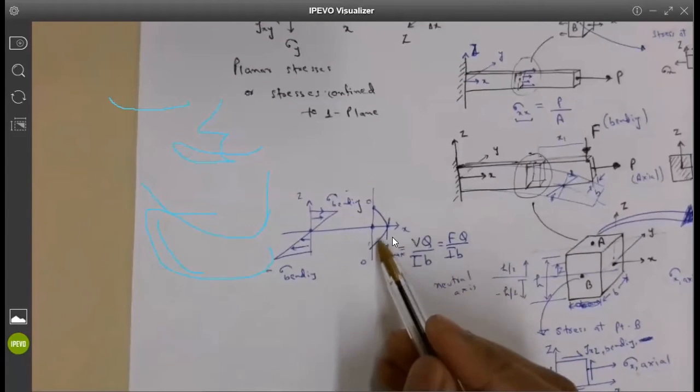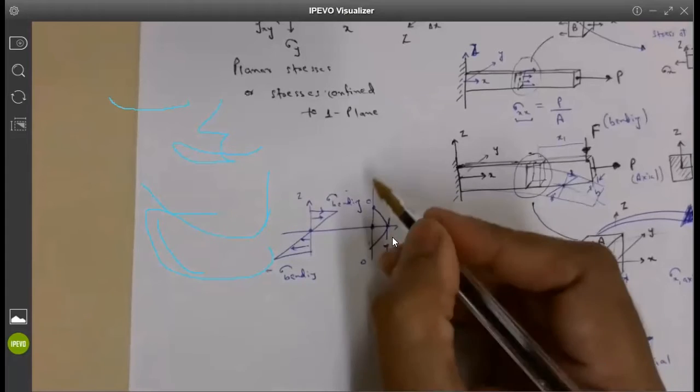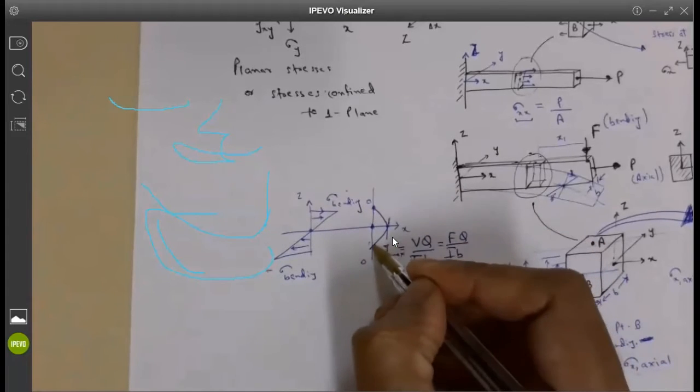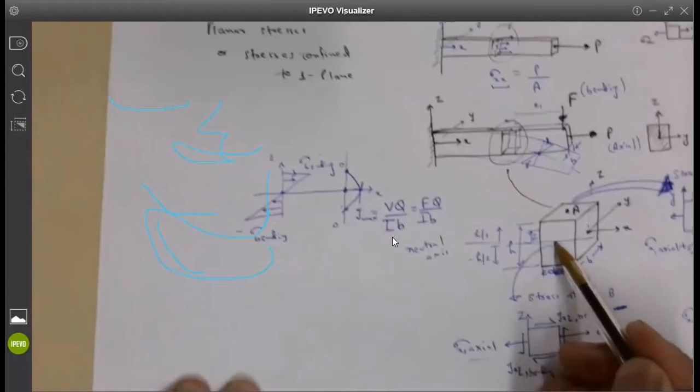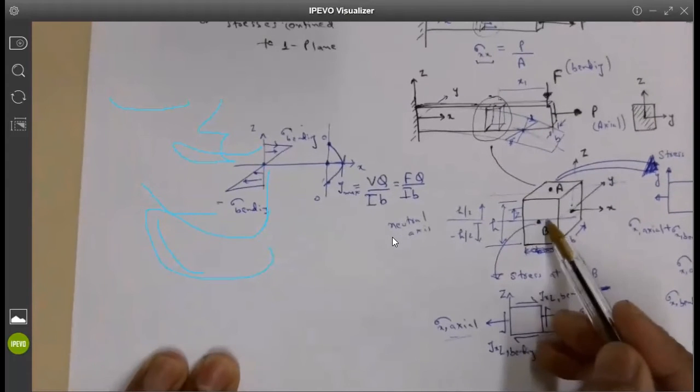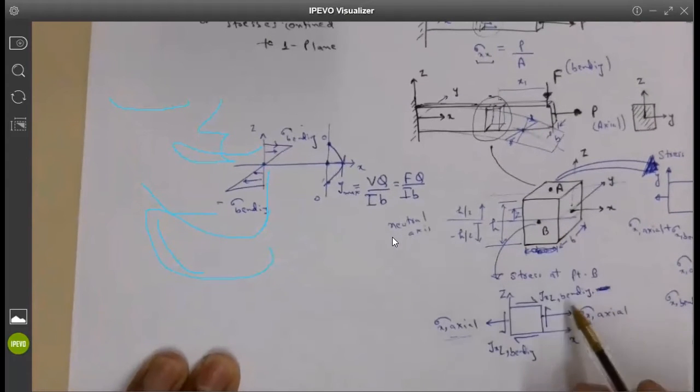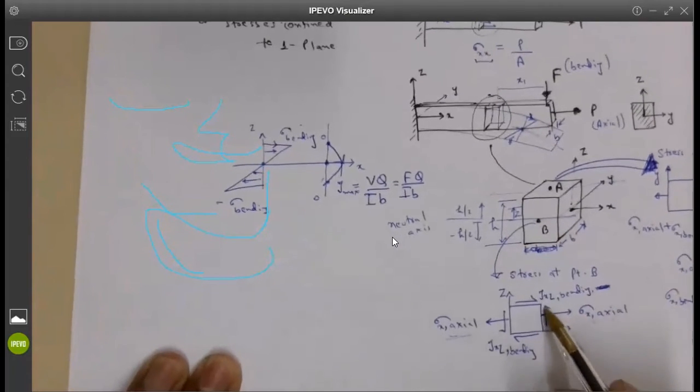So the shear stress due to bending will be 0 at the top and bottom, but maximum at the middle point where your neutral axis lies. So it is basically at point B, which is at the neutral axis, that the shear stresses are going to be maximum due to bending. That is why you have got these shear stresses.